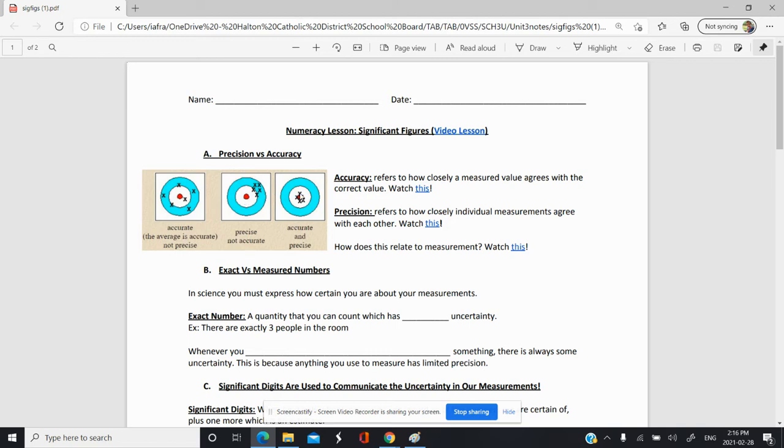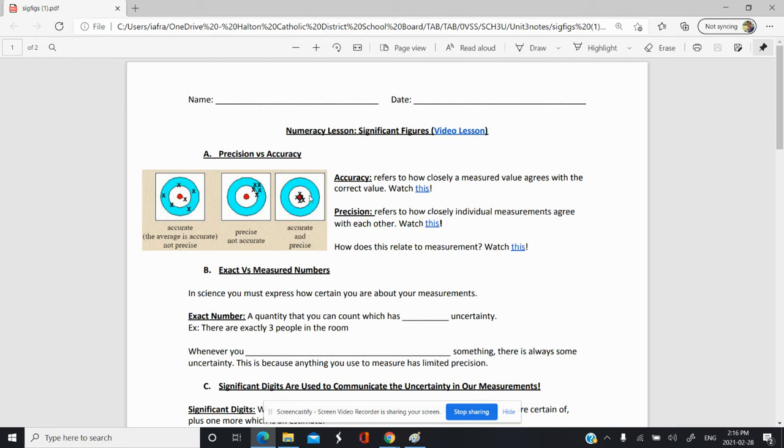Whereas in this picture over here, you can see that we have a bunch of measurements taken. They're all close to each other. They vary a little bit, but not too much. And they're also right on the red circle, so they're very, very close to the actual value that you want to research later on. And so these measurements here would be accurate and precise.